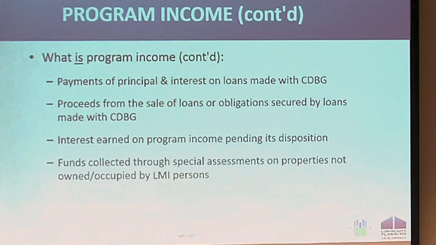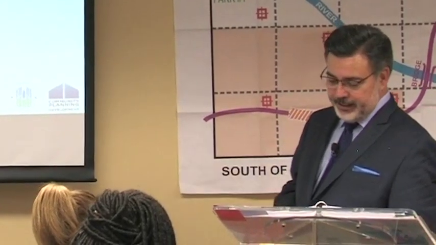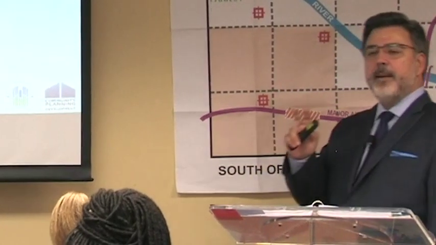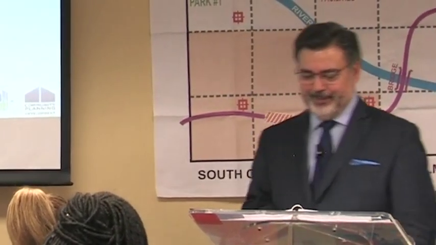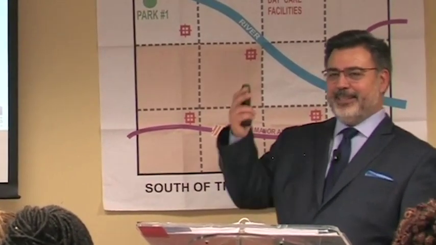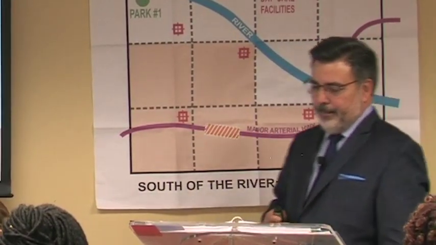Okay, what is not program income? Income received in a single year not exceeding $25,000, and we're going to talk a little bit more detail. There's a slide for this, okay? And that's called miscellaneous revenue. Okay, yeah, it's miscellaneous revenue. That's a good name to put on it, right?